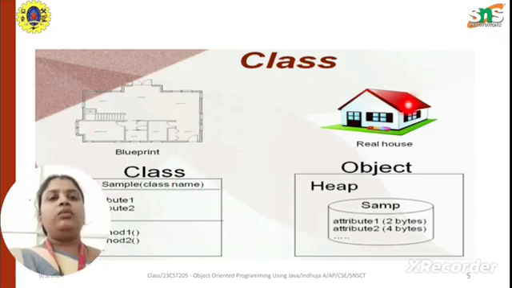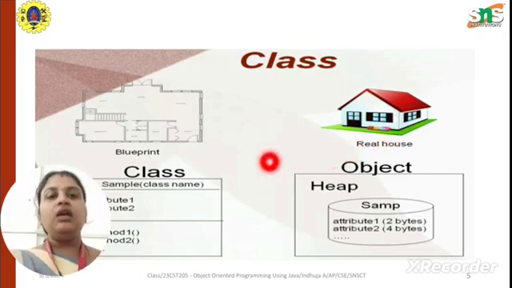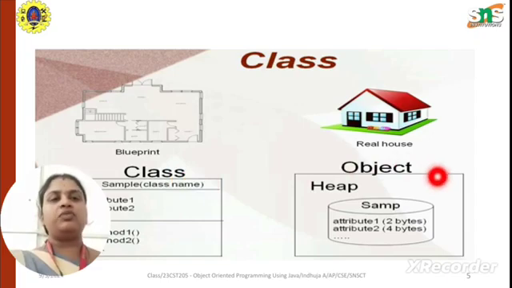Then object. So blueprint is a class, but a real house is considered as an object. An object can be a physical entity or a logical entity, but class is nothing but a logical entity. Objects are managed using heap structure. With the help of heap structure, we are going to manage the objects. In the heap, the memory allocation for the attributes and methods will take place. For example, attribute 1 will consider 2 bytes of memory, and attribute 2 takes 4 bytes of memory, where the attributes are defined in the class.